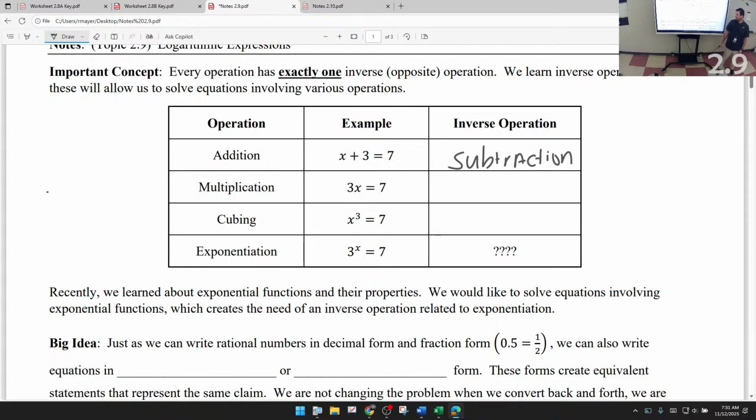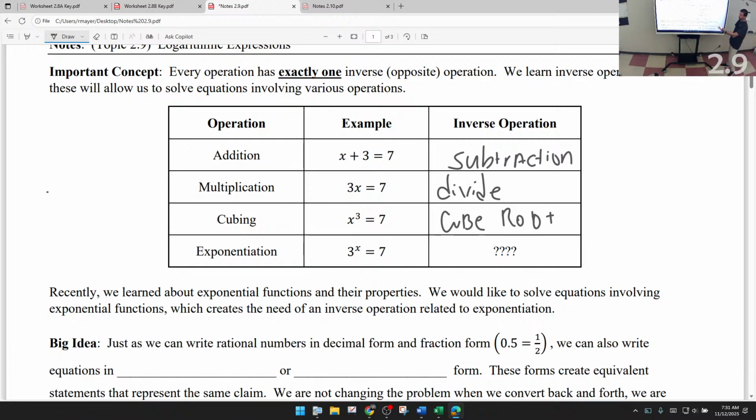This is 3x equals 7, which is multiplication. We know that we need to divide. This is not new to us. x cubed equals 7. Well, I want the opposite of cubing something, which is rooting, or cube root. And then we have 3 to the x. This is the one that's new to us, or not new to you guys, but it's somewhat newer than what you're used to.